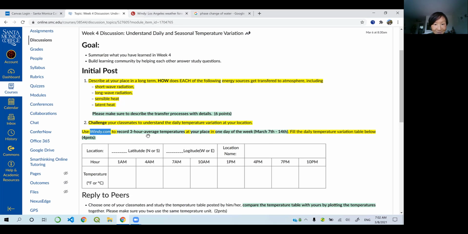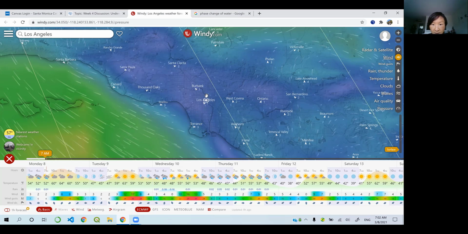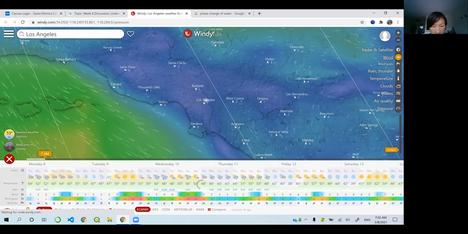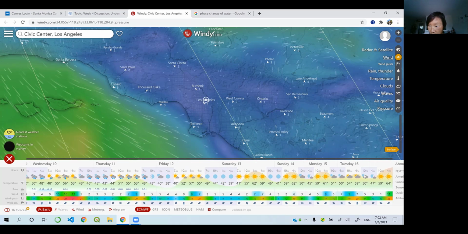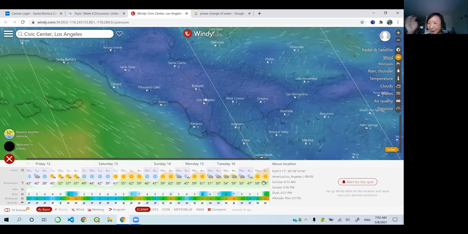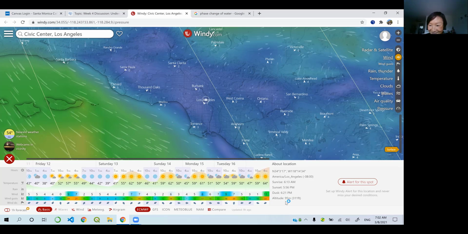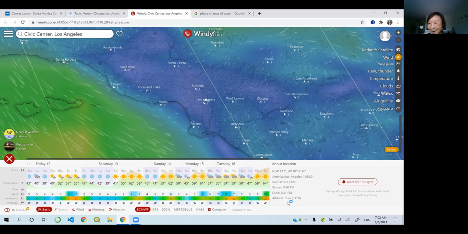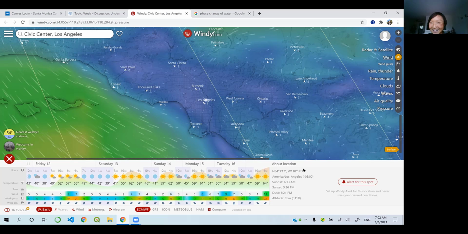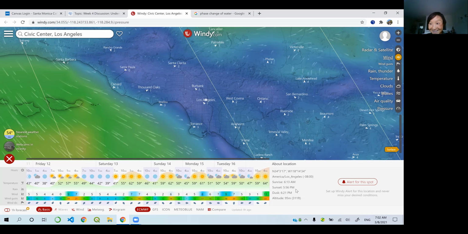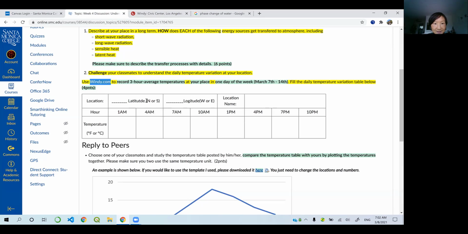By the way, on windy.com, you need to use your mouse, swipe and move that to the left. You can see this is the location of Los Angeles. And you have the altitude, about 100 meters, 311 feet. Record your location here, and that's it. That's for your initial post.